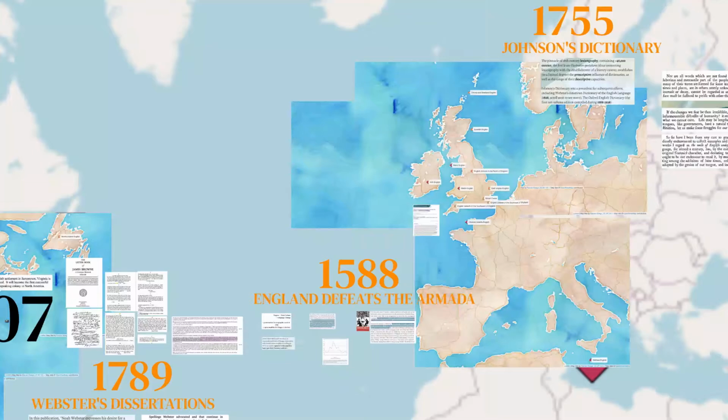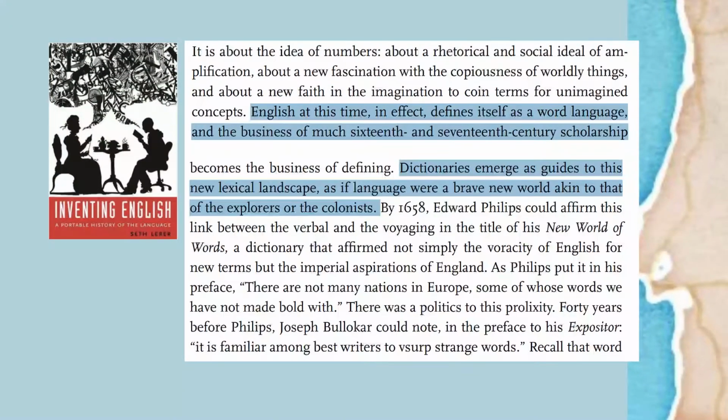The growth in lexicon that the period witnesses is the most visible and lasting result of that change in self-conception. As Seth Lehrer puts it, English at this time, in effect, defines itself as a word language. And the business of much 16th and 17th century scholarship becomes the business of defining. Dictionaries emerge in this period as guides to this new lexical landscape, as if language were a brave new world akin to that of the explorers or the colonists.